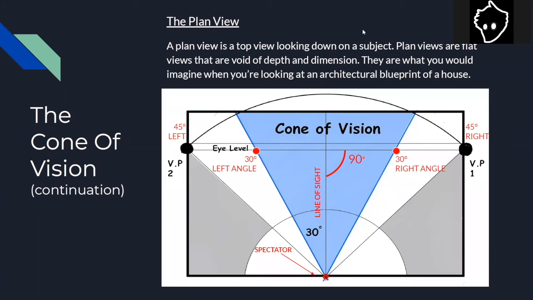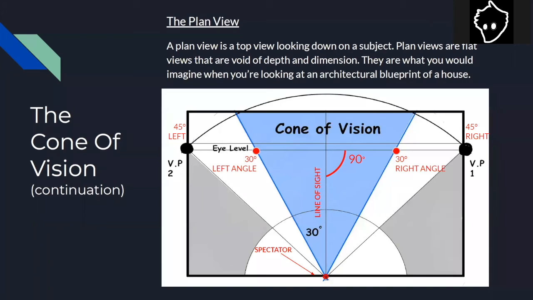To consider the plan view, this diagram right here is a good example of how we understand the aspect of the cone of vision. The plan view is a top view looking down on the subject, where plan views are flat views that are void of depth and dimension. They're what you would imagine when you're looking at an architectural blueprint of a house.